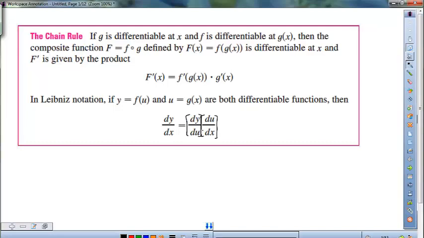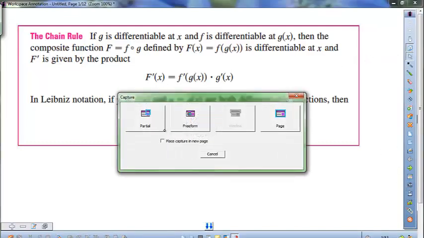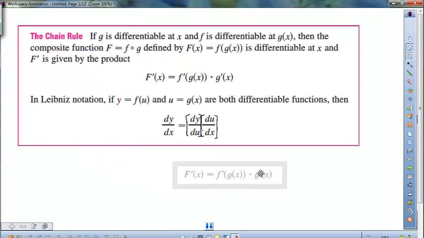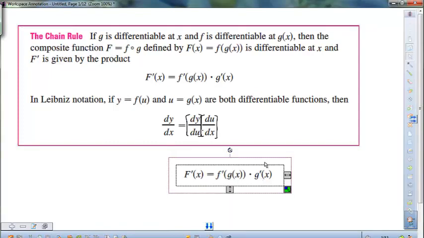And what we're going to do is we're going to use this formula, carry it around with us, and use that to take the derivative of things.